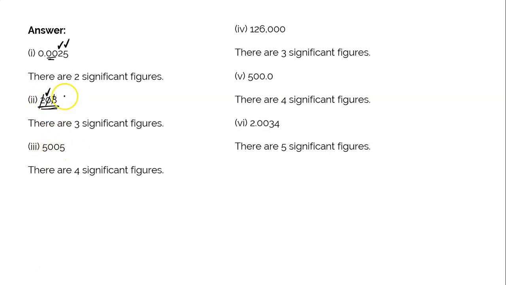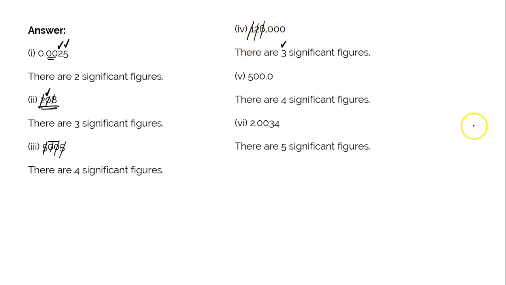Third one, 5005. The same rule applies. A 0 suspended between two figures has significant value. So you call it 1, 2, 3, 4: 4 significant figures in total. And here, the zeros which are present after the point are non-significant. So I have 1, 2, 6.